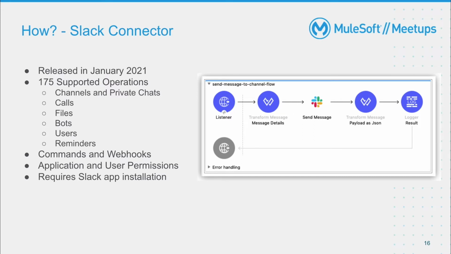Now, one thing that the Slack connector also provides is the ability to use either application or user permissions. One hesitation with many security teams when you are implementing with a messaging platform is that everyone in your organization, again, is using this to communicate. So there's a significant risk of security here and access control.